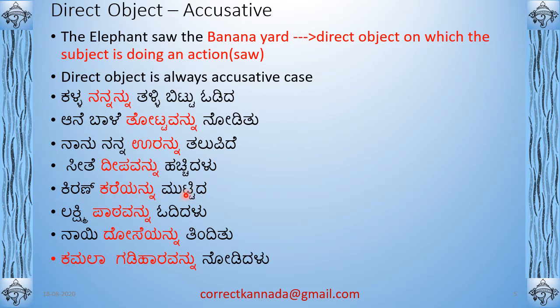Okay. Kiran kareyannu muttida. Muttu is to touch. Kare is a pond. So Kiran touched the pond, right? So that's why it's kareyannu, because it's a Dvitiya. We have to do Dvitiya Vibhakti on the noun which is the object.